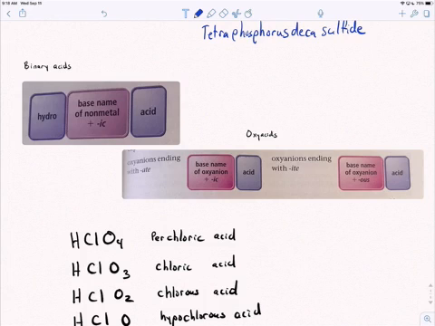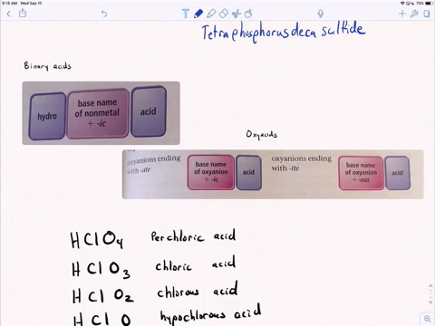And then the next part is oxyacids. And what is an oxyacid? It's an acid that has oxygen in it. And oxyanions that end in ate, you say base name of the oxyanion plus ic acid. If the oxyanion ends with ite, you say the base name of the oxyanion plus ous, then acid.